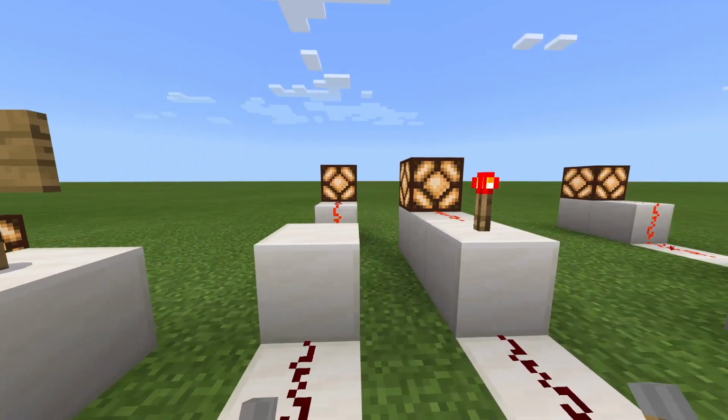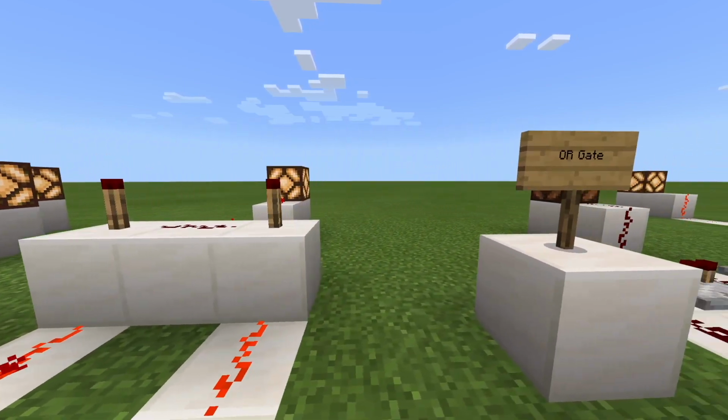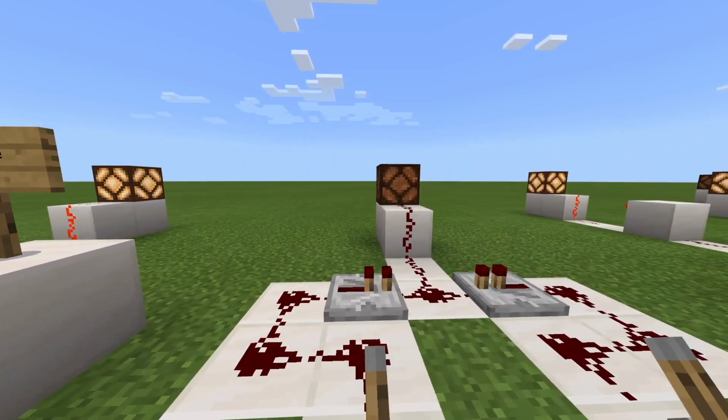I hope that with this example you can now understand how logic gates are essential parts for circuits, not just in Minecraft, but in real life computers too.